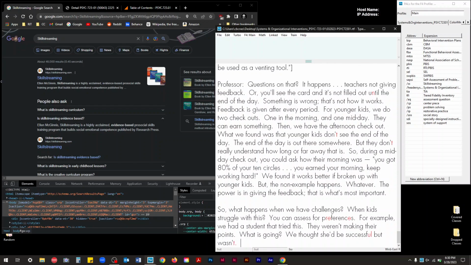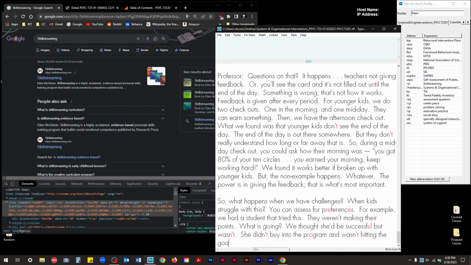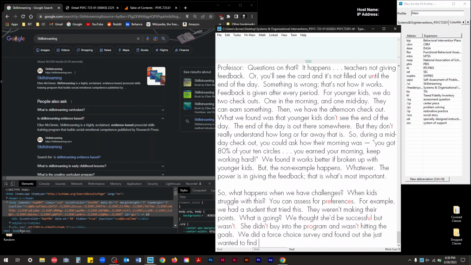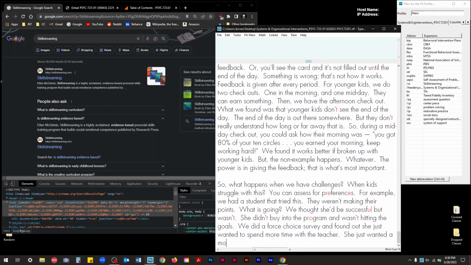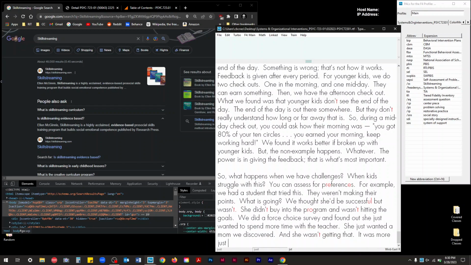So we did a forced choice reinforcement survey, and we found out that she just wanted to spend time with her teacher. She just wanted a mom. Right? That's what we boiled it down to. She just wants a mom. And she wasn't really getting that. It was all about earn those Takis or earn that piece of chocolate or all these tangible things. Well, some kids don't want tangible things. They want attention. They want adult attention.